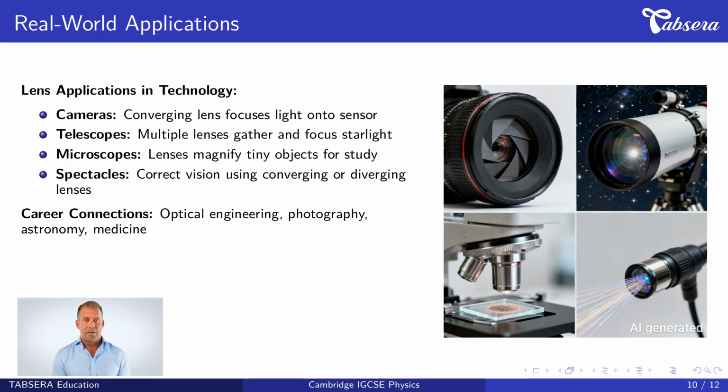In microscopes, lens systems magnify tiny objects like cells and bacteria. Converging lenses create enlarged images for scientific study. In spectacles, both converging and diverging lenses correct vision problems. Converging lenses help far-sightedness, while diverging lenses correct short-sightedness.